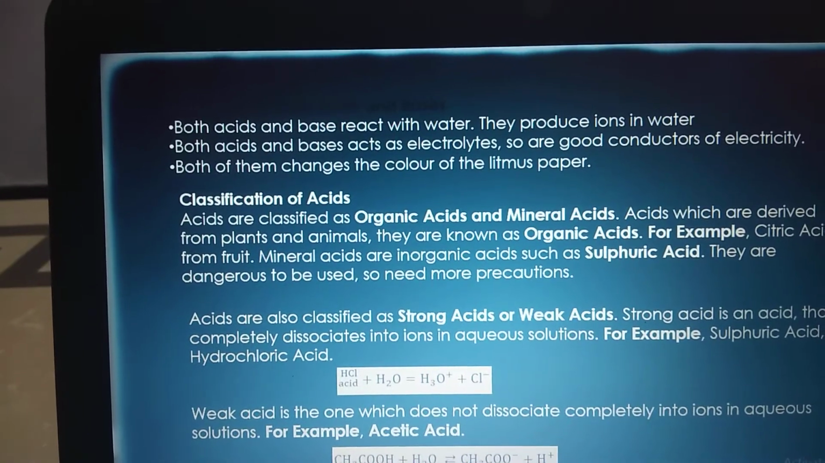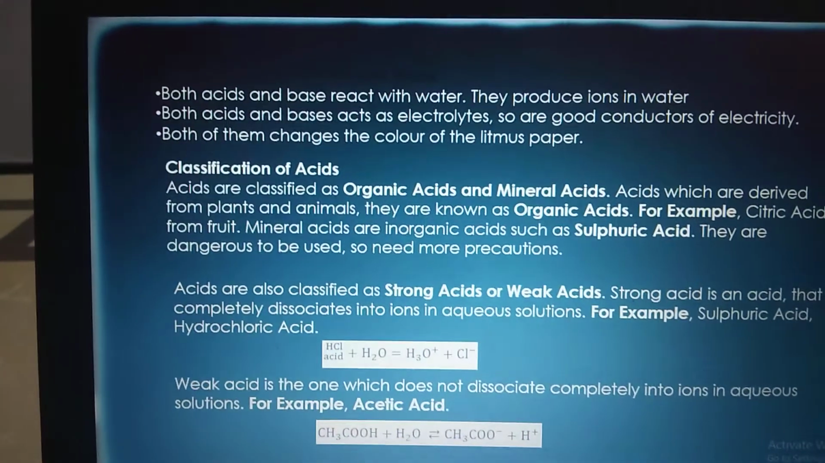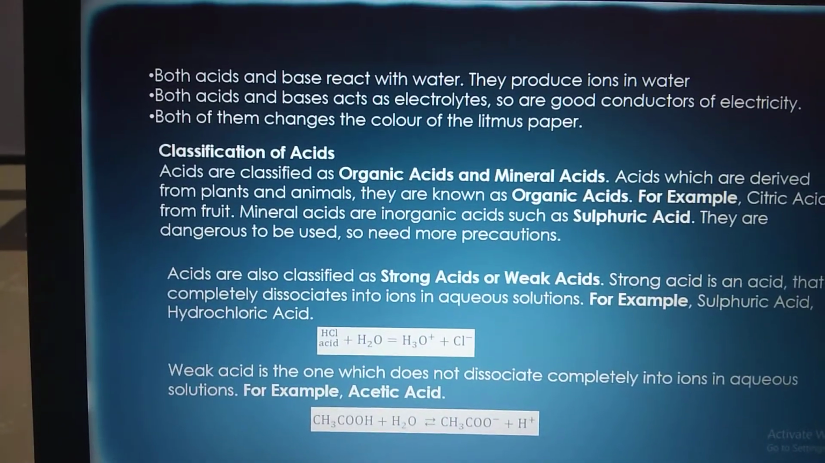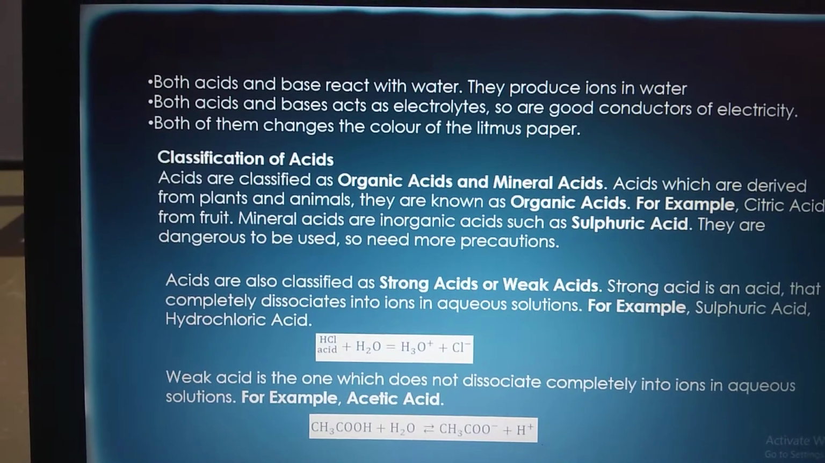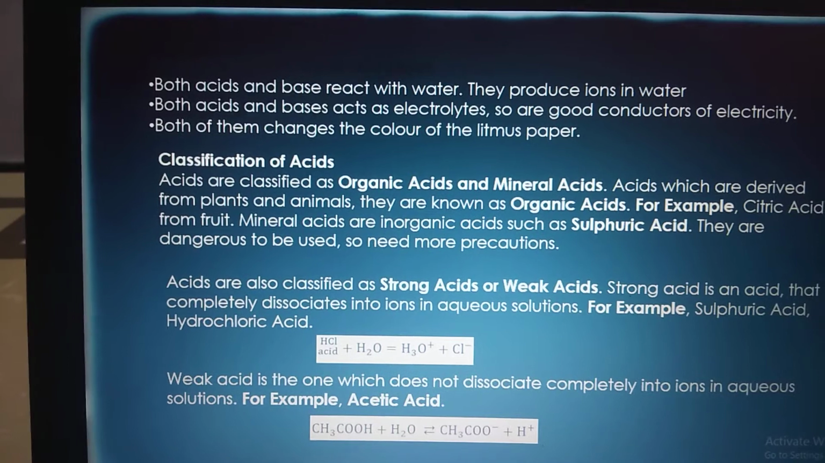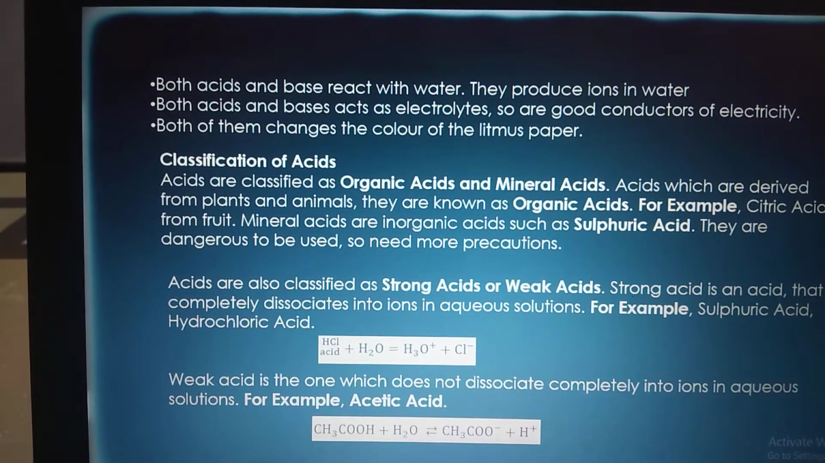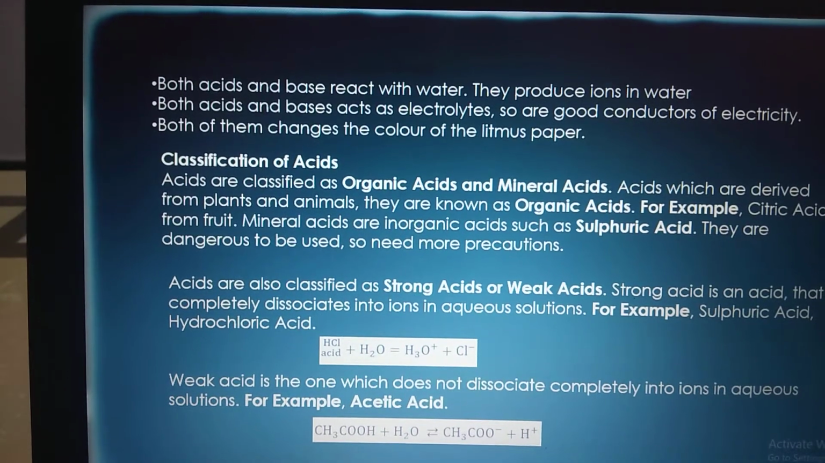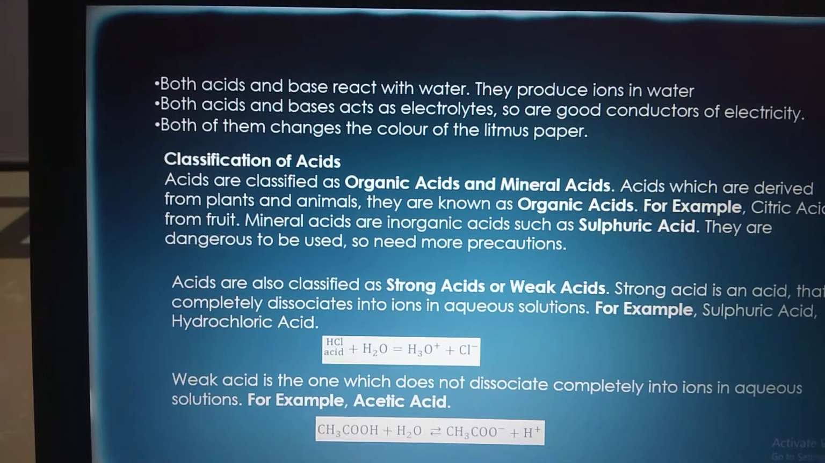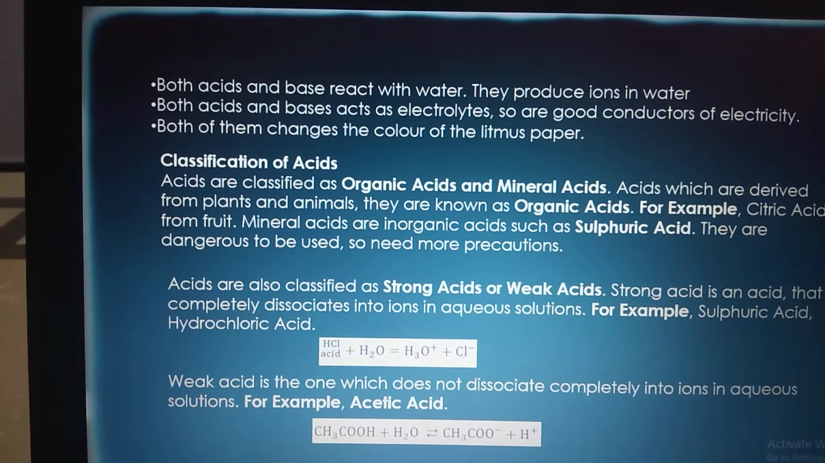Now, further moving to the classification of acid. Acids are classified as organic acid and mineral acid. Acids which are derived from plants and animals are known as organic acids. For example, citric acid from citrus fruit. Mineral acid or inorganic acid such as sulfuric acid are dangerous to use, so they need more precautions.